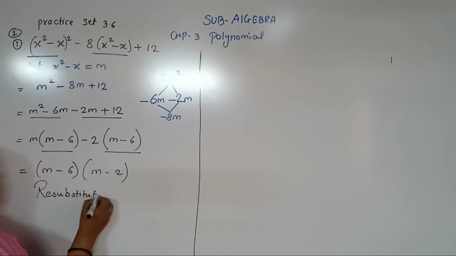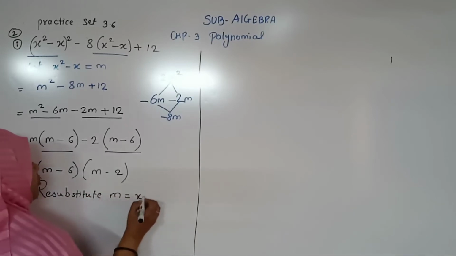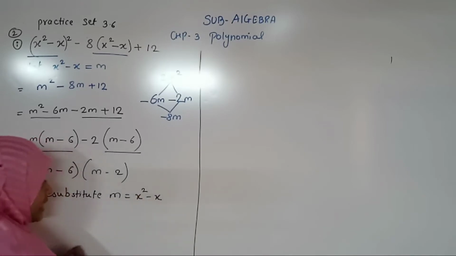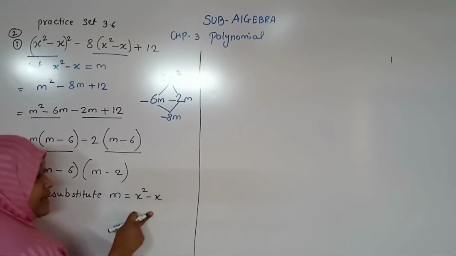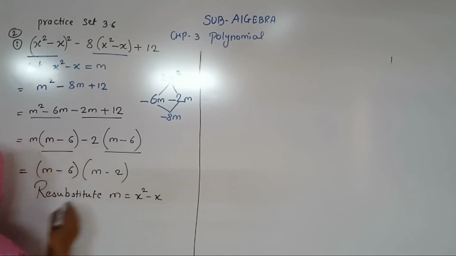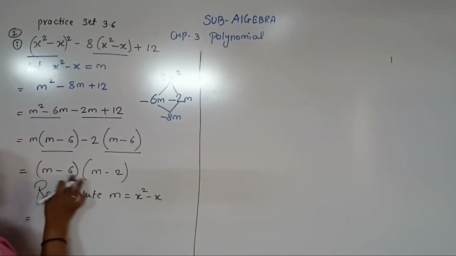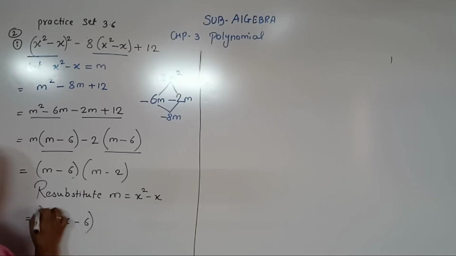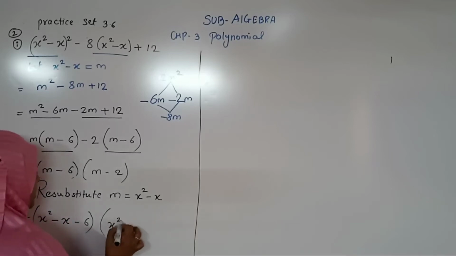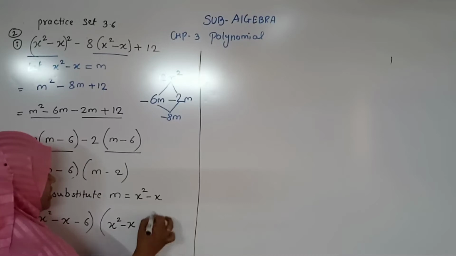Resubstitute m: in place of m you are going to take x square minus x, right? Wherever m is, what will we replace it with? x square minus x. So m minus 6 becomes x square minus x minus 6. Here also, x square minus x minus 2.